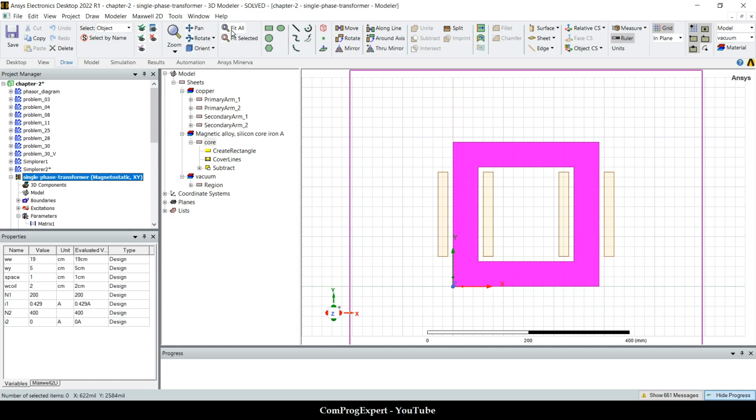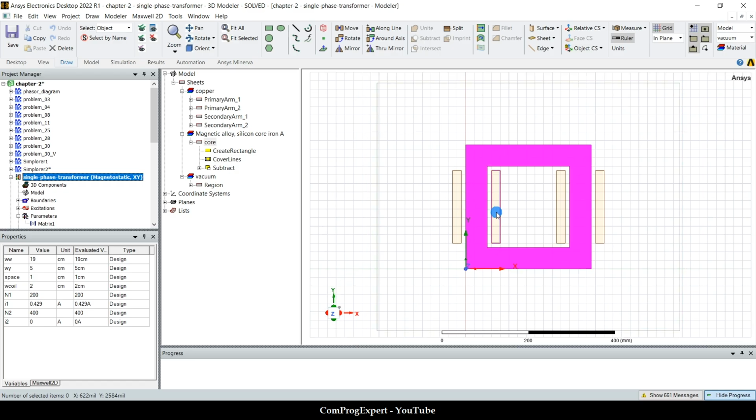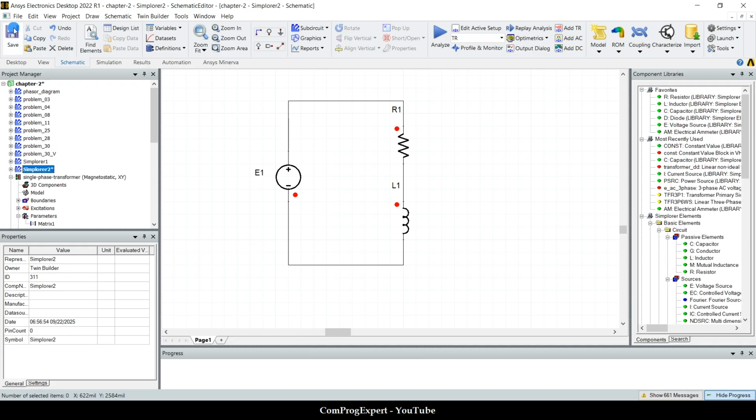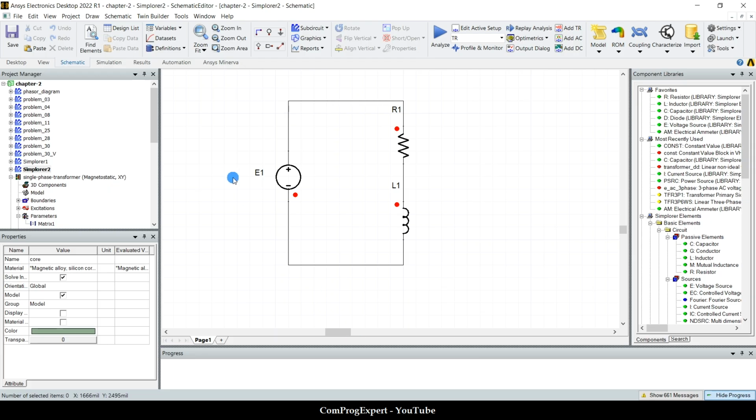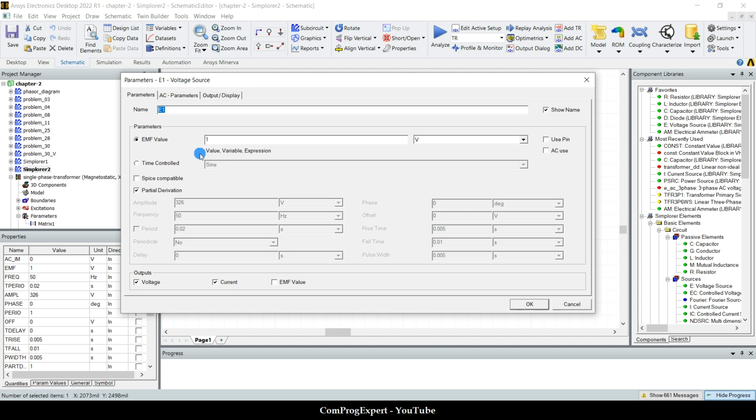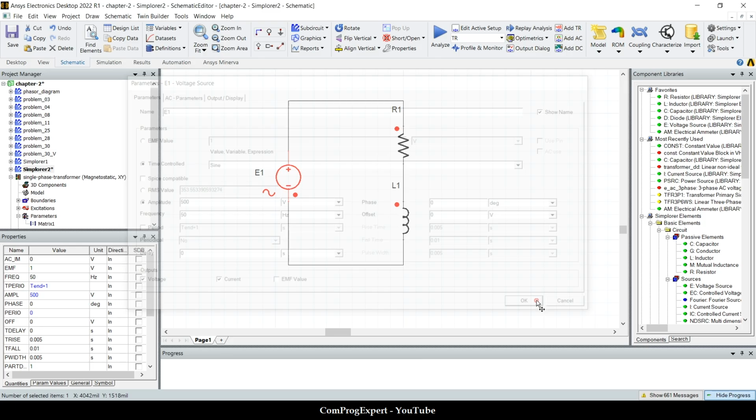Right, in the magnetodynamic case, when we apply a sinusoidal voltage to the coil 1. Yes, so the lumped parameter model of this structure that we have. What is the value of the voltage? We are going to apply a sinusoidal voltage. The amplitude, let's consider 500. The frequency 50 hertz. Anything else is okay.